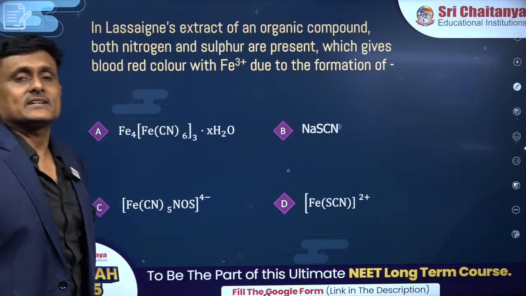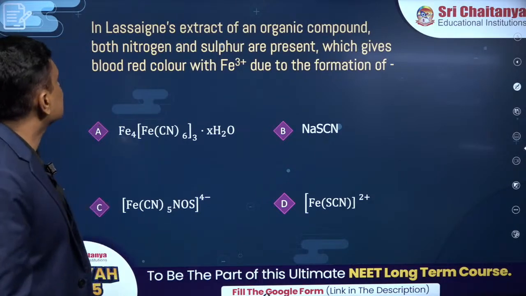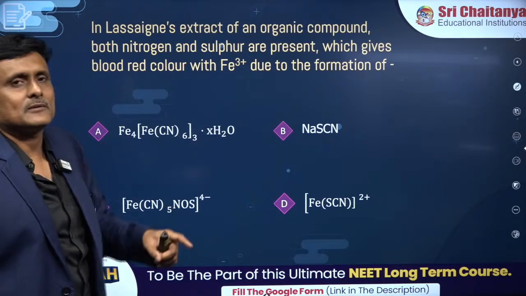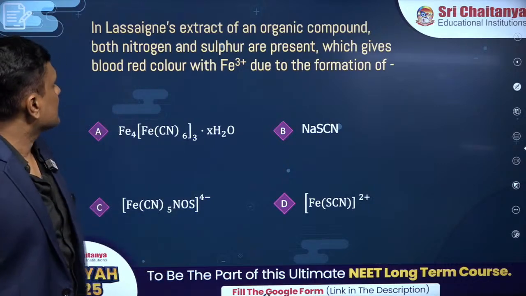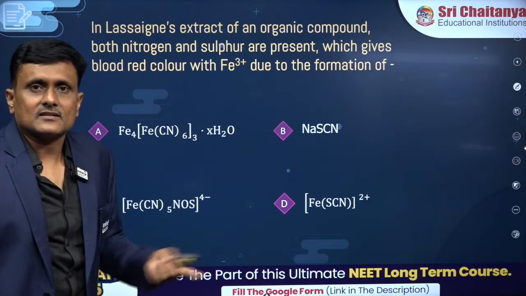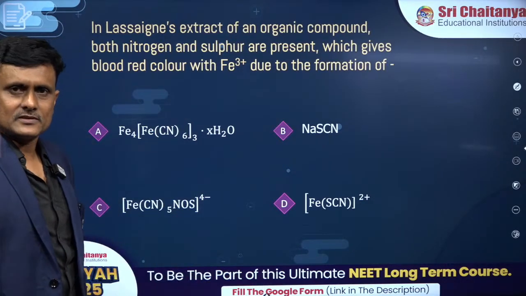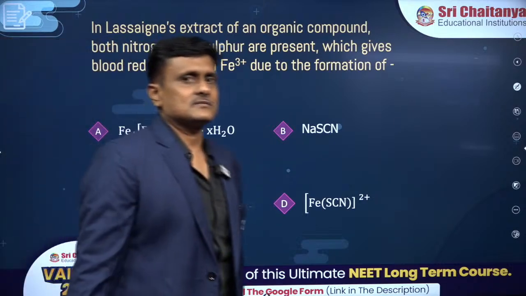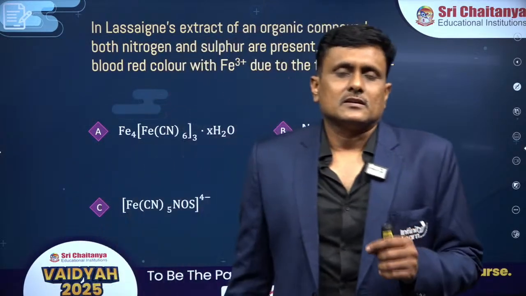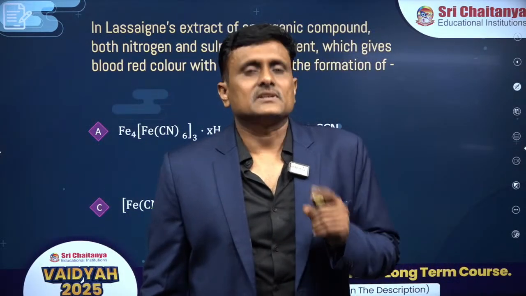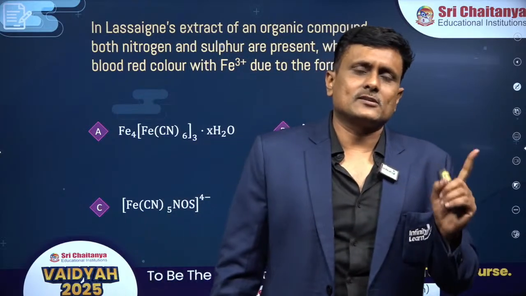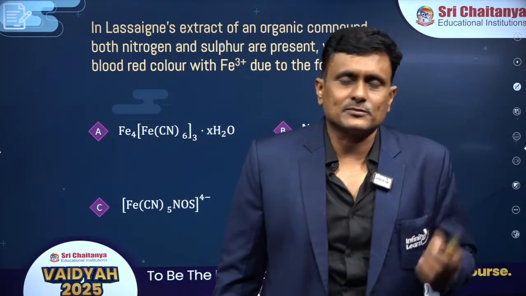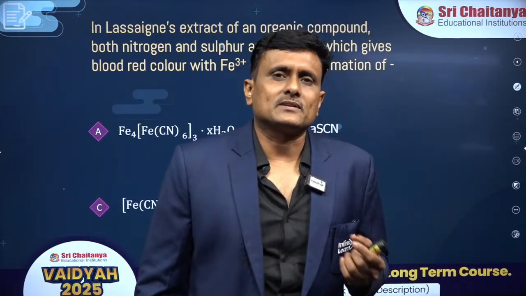Lassaigne's test, detection of extra elements. You guys can see both nitrogen and sulfur are present. Which of the following gives the blood red color with Fe3+? See now, what will happen in Lassaigne's test? Lassaigne's test is meant to detect the extra elements in the organic compound. Let me just give you a glimpse of that. What will happen in the test?